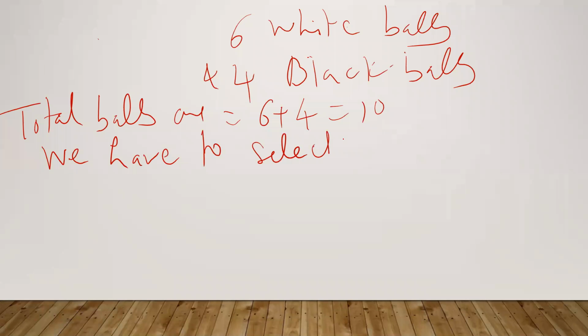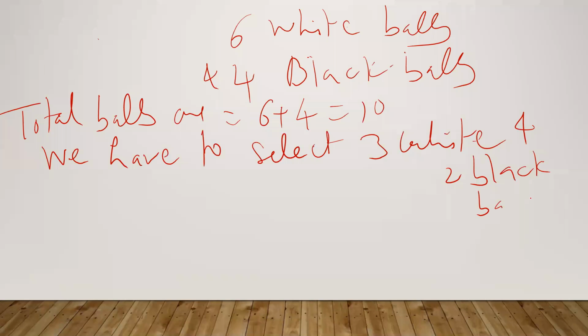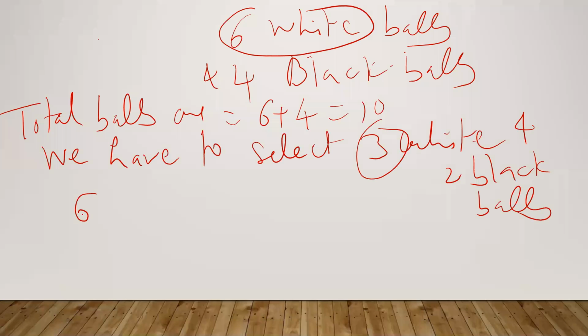We have to select 3 white and 2 black balls. How are you going to solve this problem? See, there are how many white balls? There are 6 white balls. And I have to select how many white? I have to select 3 white. So out of 6 white balls, 3 white balls can be selected in 6C3 different ways.